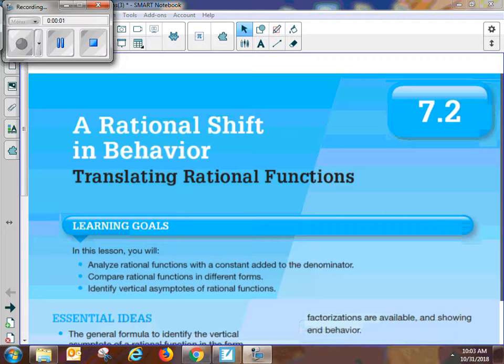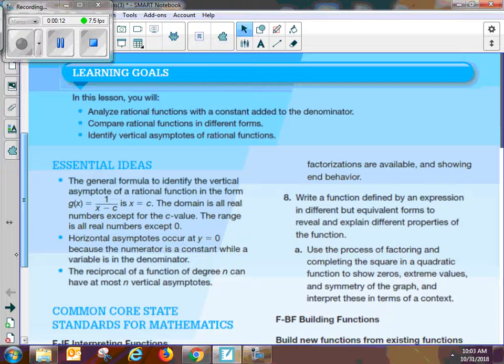Okay, lesson 7.2. 7.2 builds on what we did yesterday in 7.1. So before I start chatting 7.2, I need you to answer some questions. The graph 1 over x from yesterday. Tell me what quadrants you're in. 1 over x. 1 and 3, awesome.